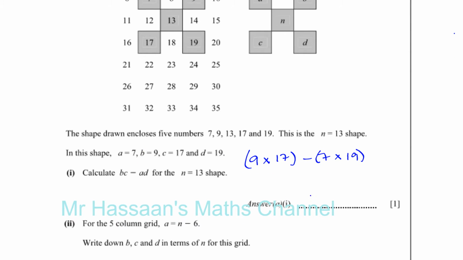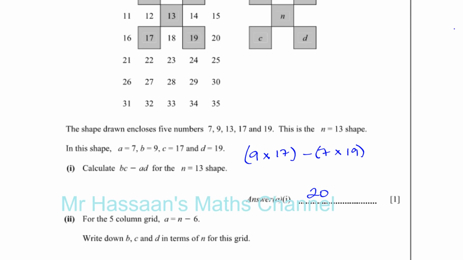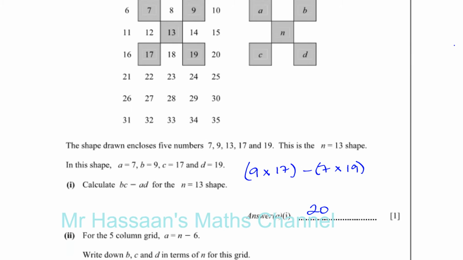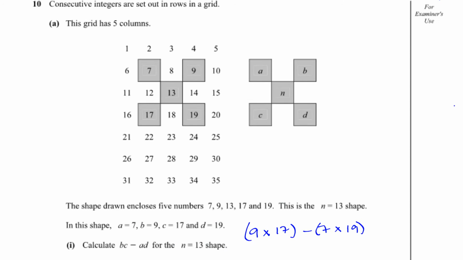Then it says for the 5-column grid, which is this grid here, that A is n minus 6. So A is 6 less than n. You can see that 13 minus 6 gives us 7. So it's asking us to write down B, C, and D in terms of n for this grid. So if you look at B, which is over here, you can see B is 4 less than 13. So that means B is equal to n minus 4.